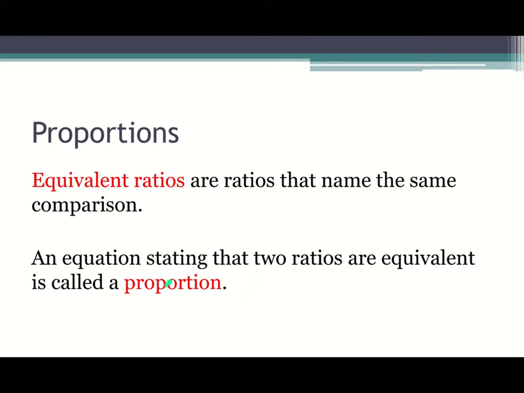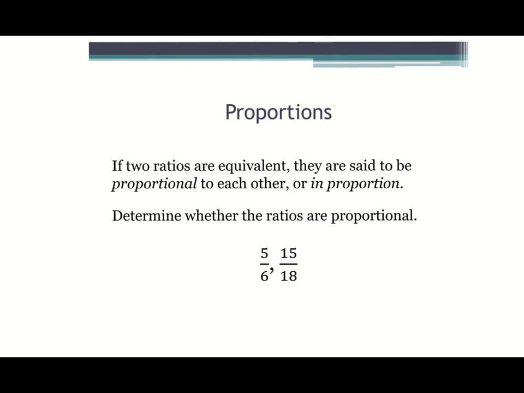We call that a proportion. So having two equal ratios and putting that equal sign in between means that it is proportional, or it's called a proportion. With proportions, it says here that if two ratios are equivalent, they are said to be proportional to each other or in proportion.